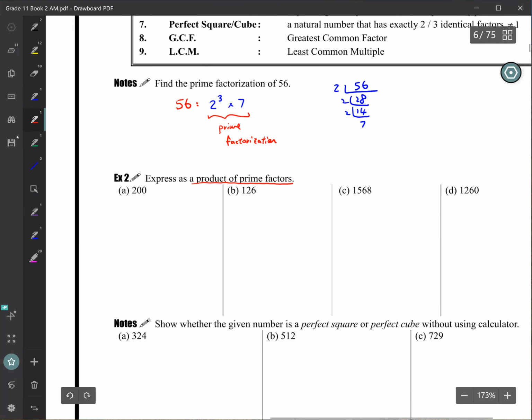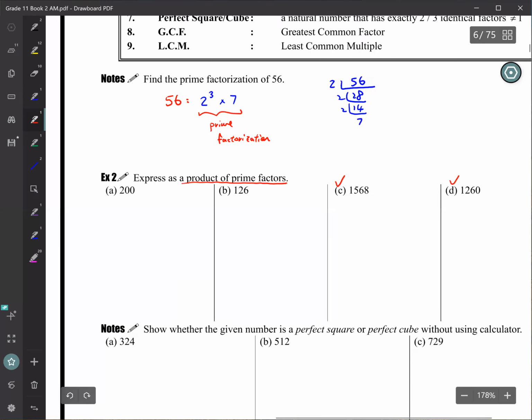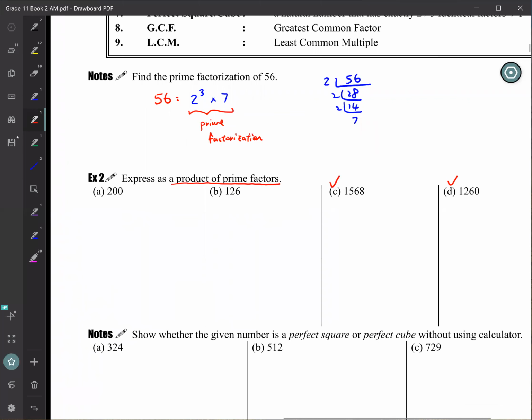Okay, so let's pick 2 questions to work on. All right, it's just questions C and D, the one that's bigger, right? So at the end, use exponents, right? There will be several numbers that are the same, for the prime, so you just write 2 to the something, right? 2 to the 5, 2 to the cube, okay? All right, so when you finish factoring C and D, you can raise your hand.